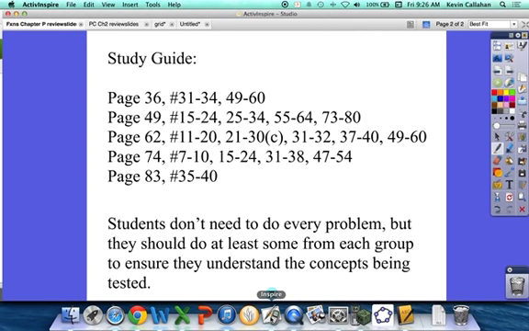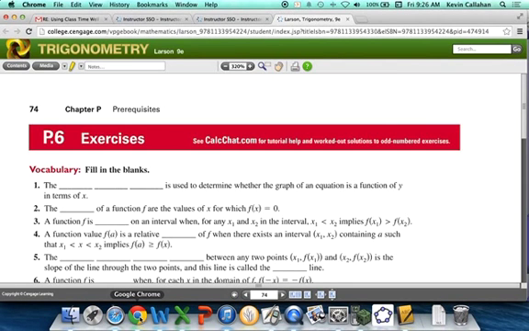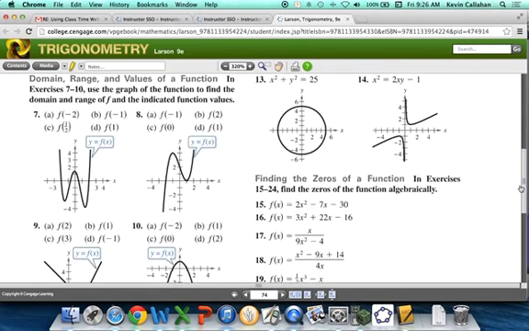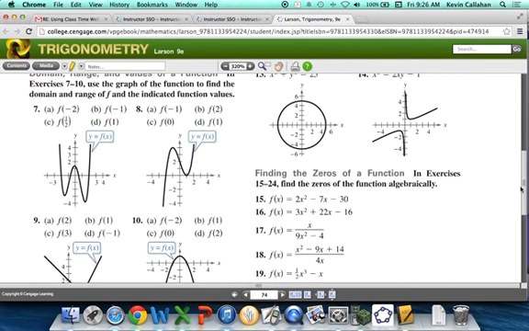That was 7 to 10. Some of these we just did. Find the domain and the range, and then find the indicated function values. I believe on the test, just so you know, the only part of that you're really being asked for is the function values, not the domain and range by looking at the graph.